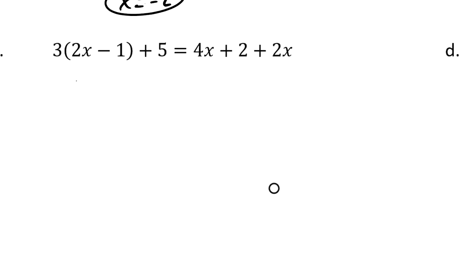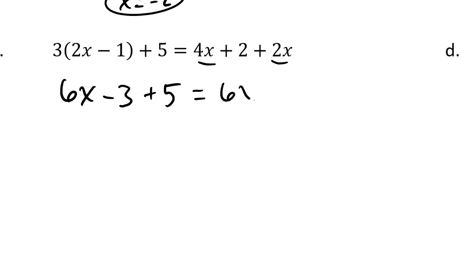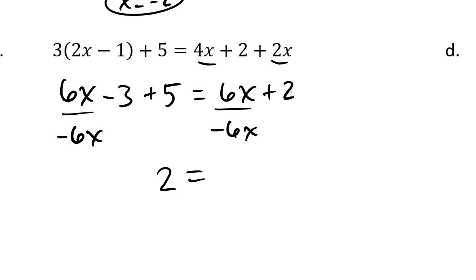Let's see. Question C. Application of the distributive property. This would be 6 times x minus 3 plus 5 equals, I can combine the 4x's and 2x's and write there's 6 times x plus 2. I notice each side has 6 times x, so I'm going to subtract that from each side. When I do that, I'm left with -3 plus 5, which would be 2, and on the other side I've got just the number 2.